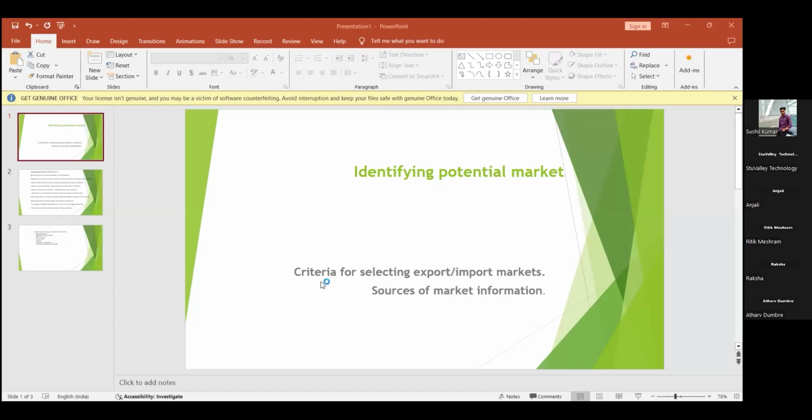And we will study what the criteria are for selecting import and export markets, and what the sources of market information are. Sources means how you get the information for import and export. The source is any platform from which we can get market information. So one by one we will study.